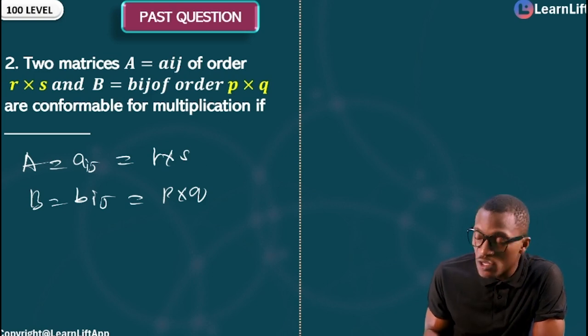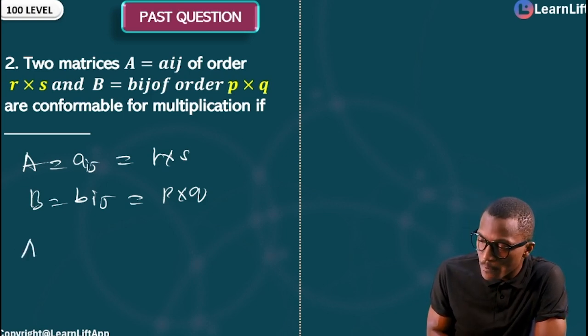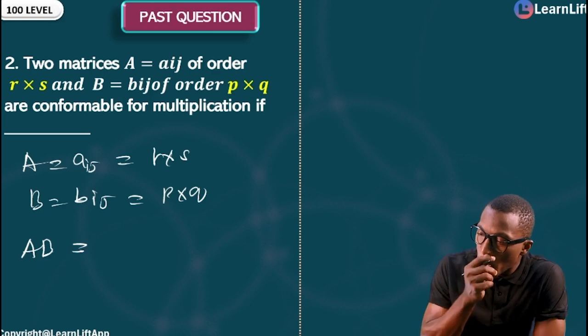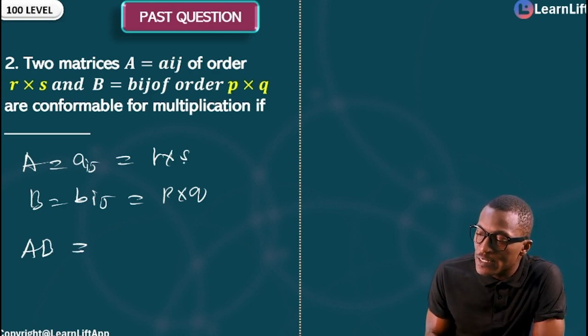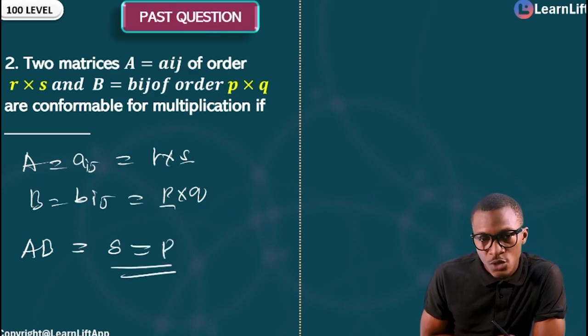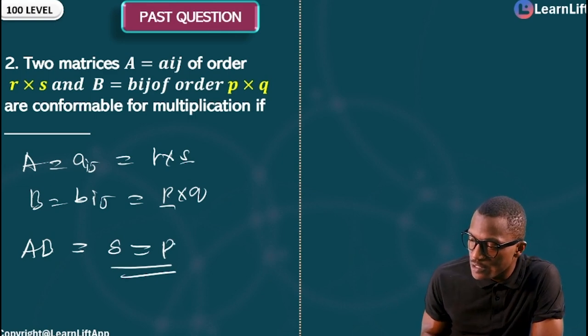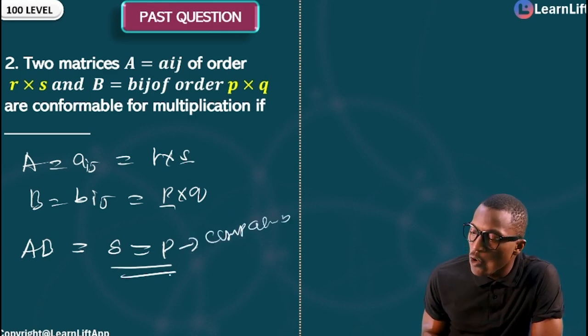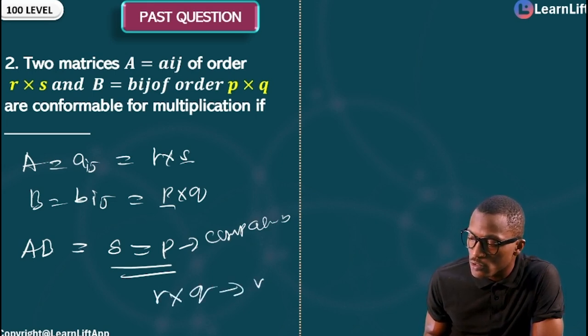So if it's not AB, they will state it. So for AB now, what's coming first? The column of the first. This is the column, S, must be equal to the row. S must be equal to P. So what will now be the matrix? What's left? This is for compatibility. What will be the result? The result is R times Q. This is what the result will be.